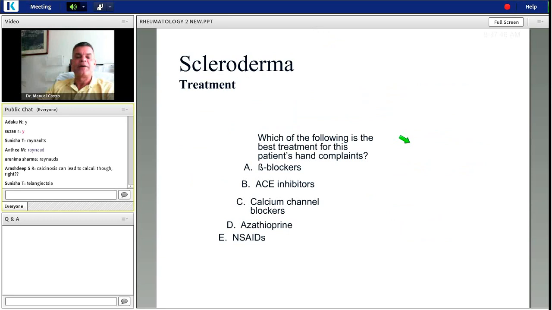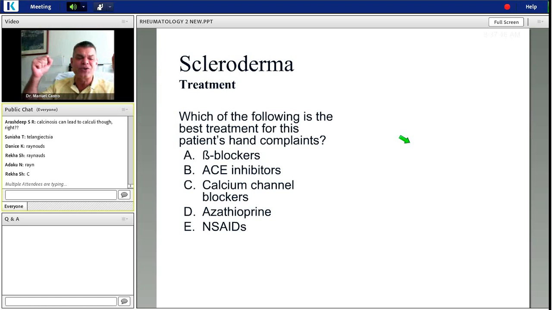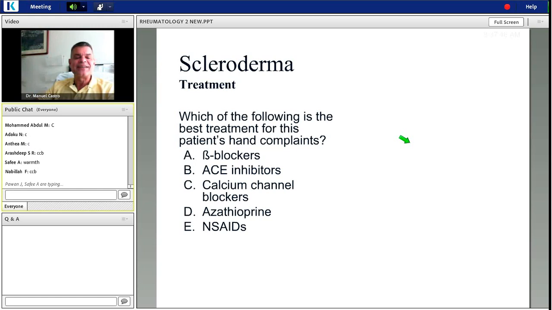Now, let's look here. Which of the following is the best treatment for this patient's chief complaint? What are the chief complaints that the patient had? Raynaud's. So what do we give for Raynaud's? Raynaud's is vasoconstriction. What can cause vasodilation? Yes, a calcium channel blocker. Great, great drug to treat these patients' complaint.